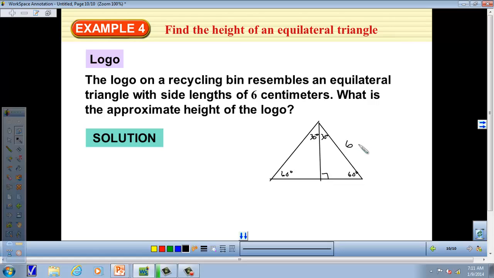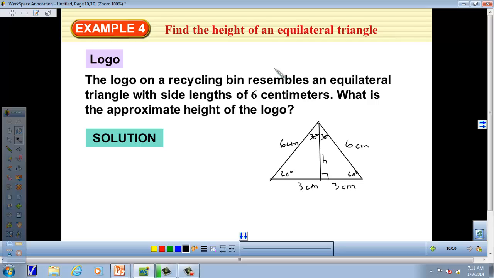Now, if this is 6 centimeters, this is also 6 centimeters because it's equilateral. And down here, these two should be 3 centimeters. And what we want to know is this height right here. We really only need one of these two triangles.